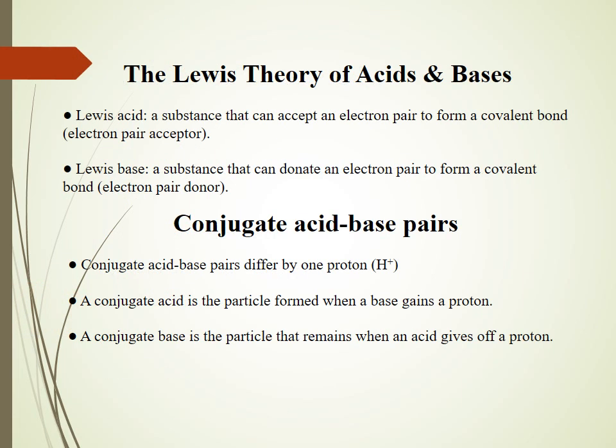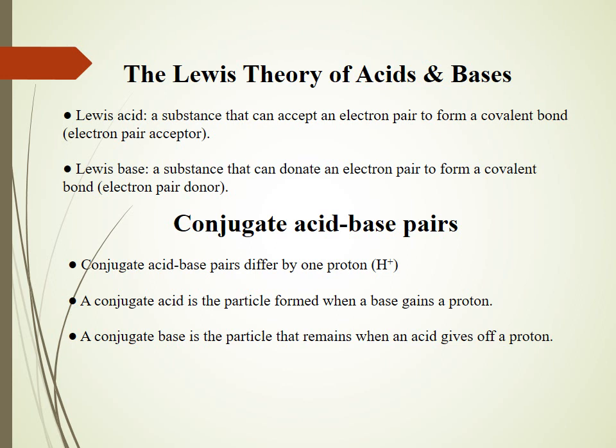Second one is the Lewis theory of acids and bases. A Lewis acid is a substance that can accept an electron pair to form a covalent bond, that is, an electron pair acceptor. A Lewis base is a substance that can donate an electron pair to form a covalent bond, that is, an electron pair donor. This is the Lewis theory of acids and bases.